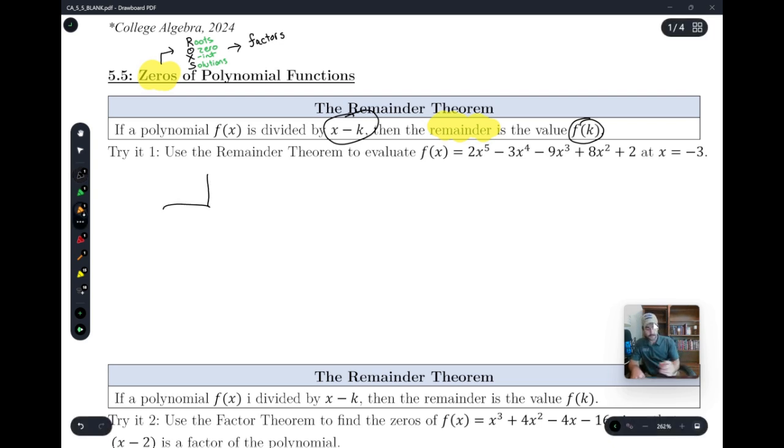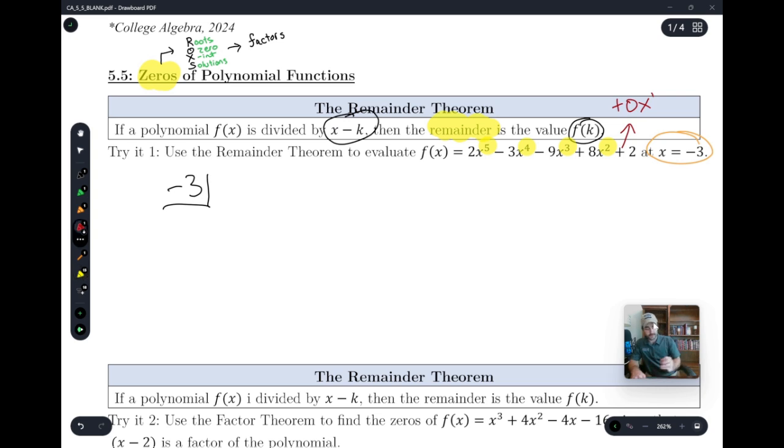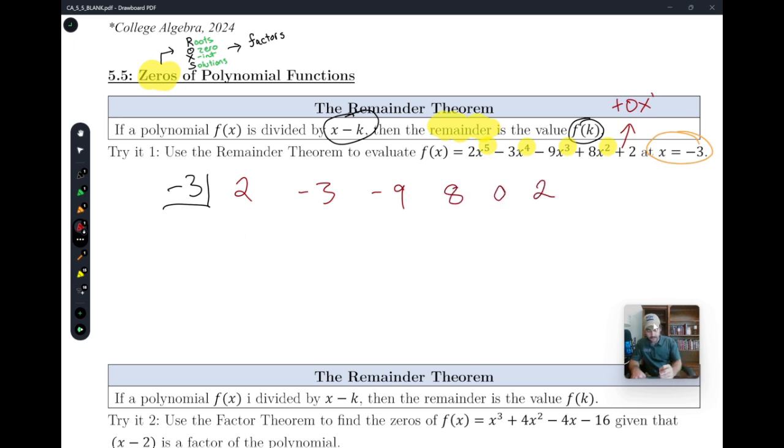Backwards L. We've got ourselves our potential factor or our potential zero. We don't know for sure if negative 3 is a 0 until we synthetic divide it. And then we need to pick our coefficients, being careful to look out for those missing ones. So we've got 5, 4, 3, 2, and it looks like they skipped the 1, so don't forget to add a plus 0x. And then the constant, we're good to go. So we'll use those coefficients of 2, negative 3, negative 9, 8, 0, and 2. Drop down the 2, and that is setting up synthetic division.